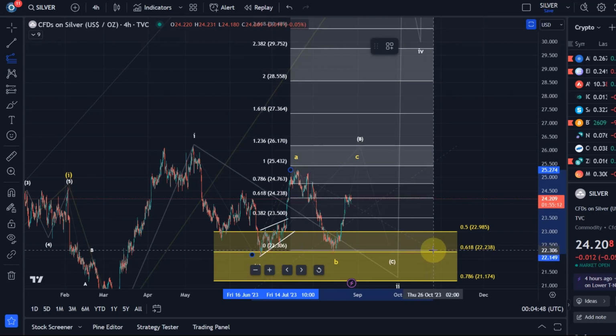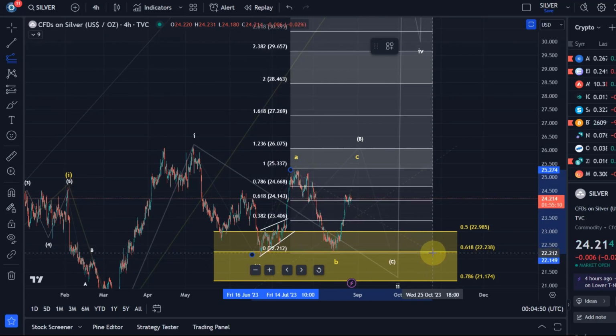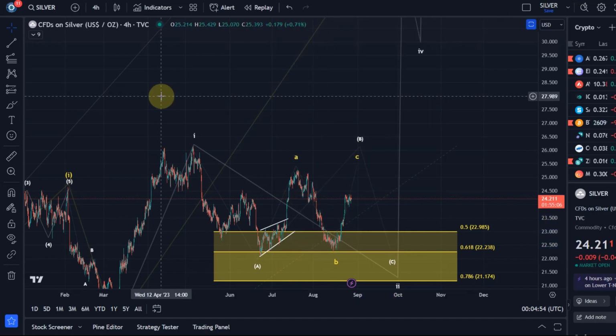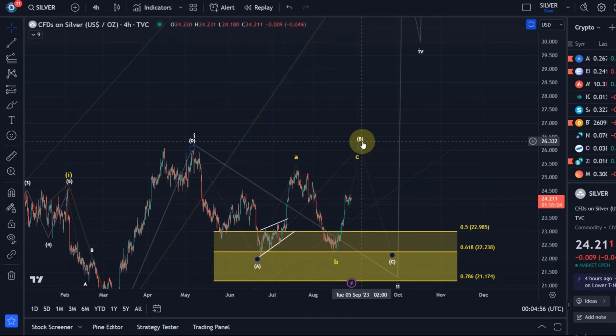And that is actually around $25.30. So that would be ideal. A, B, C in wave B and then a larger C wave down.